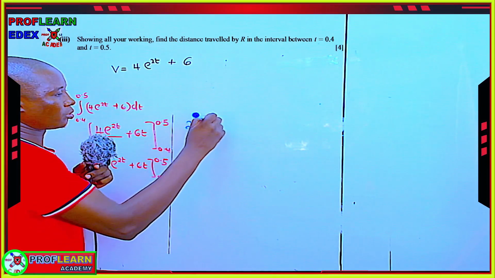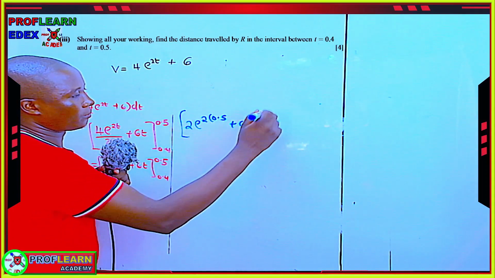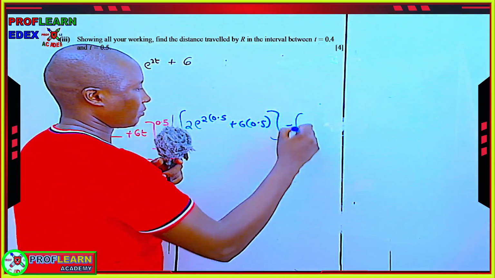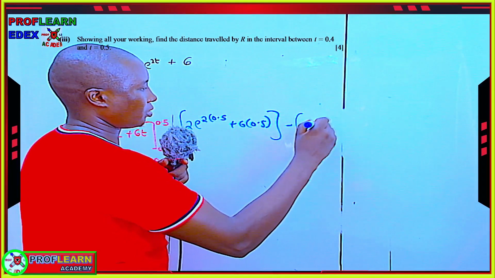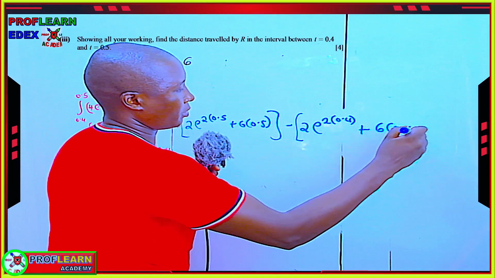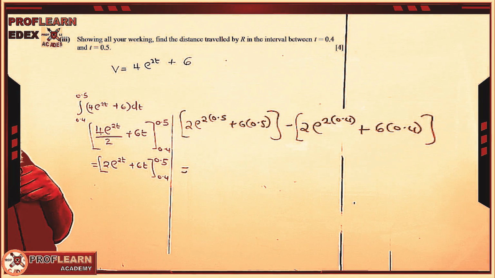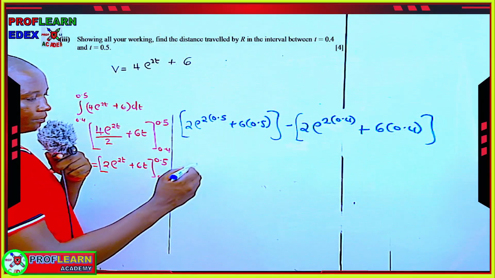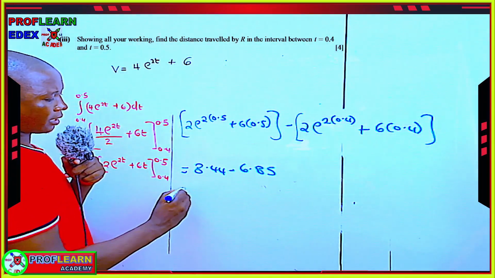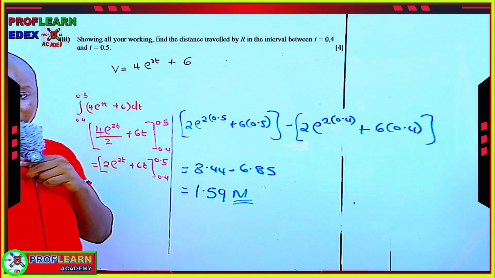2e^(2 times 0.5) plus 6 times 0.5, minus, substituting now 0.4, 2e^(2 times 0.4) plus 6 times 0.4. If you work it out using your calculator, you shall have 8.44 minus 6.85, and that answer is going to be 1.59 meters as the displacement for this particular question.